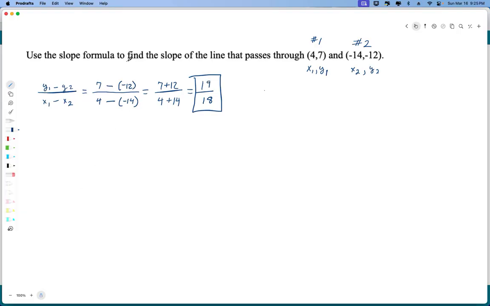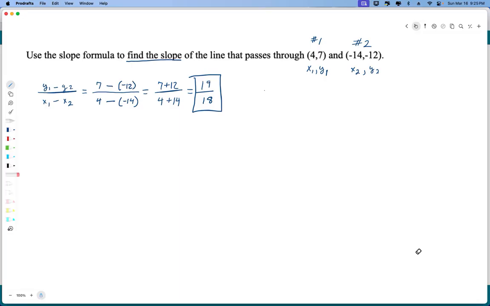Okay, that's all we're doing is we're finding the slope of the line. So what this means is that this line goes from one point and it goes up 19 spaces, and then it goes over 18 spaces, and then that's the slope of the line. That's what that is. Okay? All right.